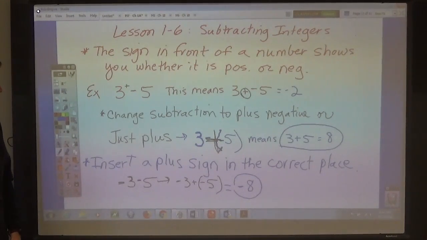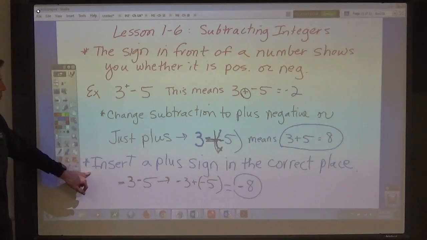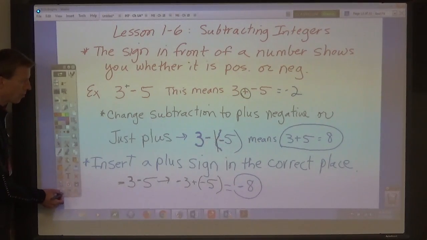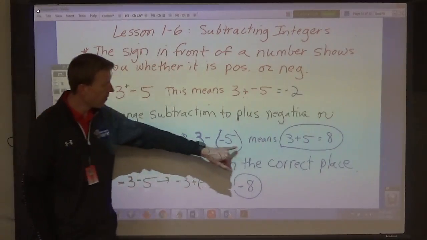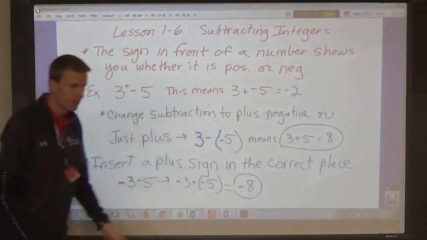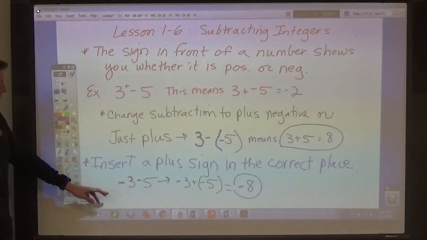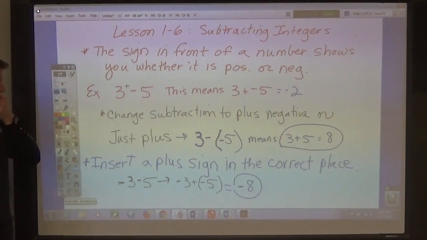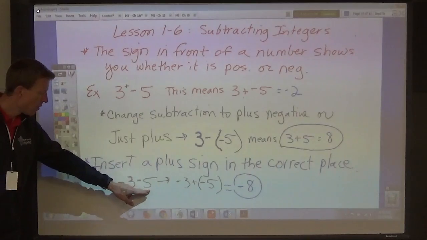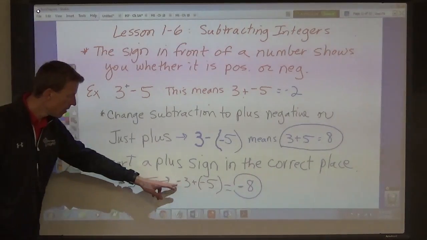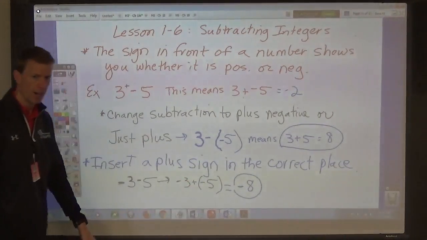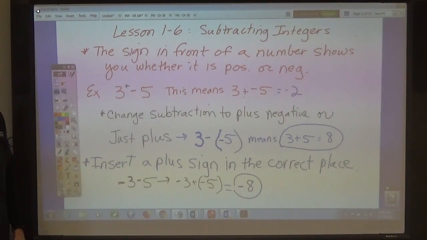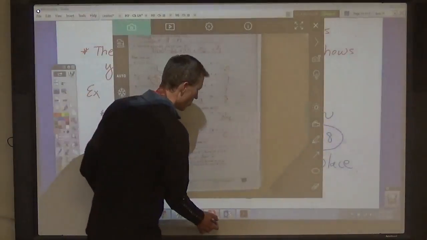Okay? So, going back to our original problem, 3 minus negative 5 becomes 3 plus 5. Or, insert a plus sign in the correct place. Negative 3 minus 5 is really negative 3 plus negative 5. Okay? Any questions on these concepts? Any questions on this? Let's go to your worksheet.